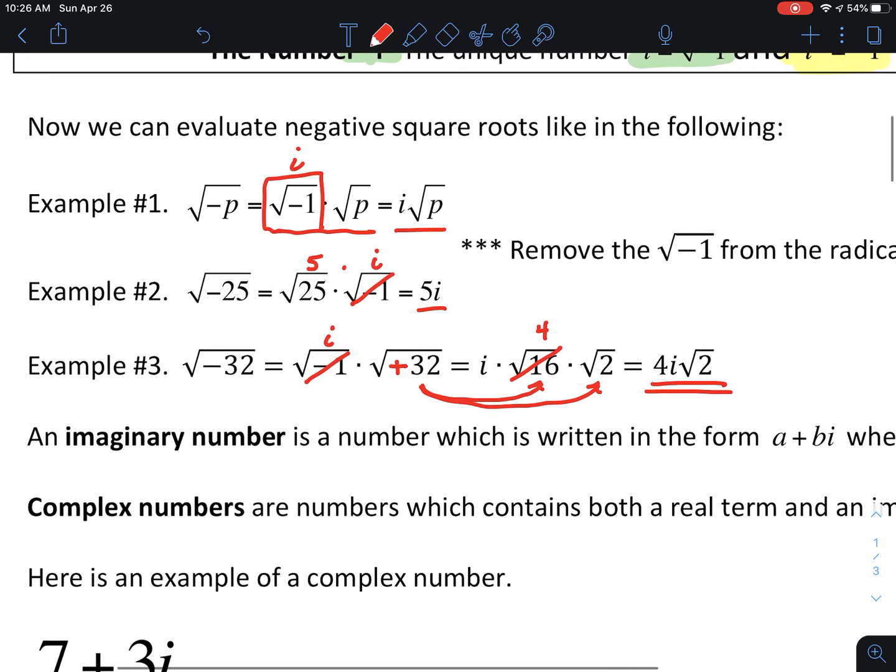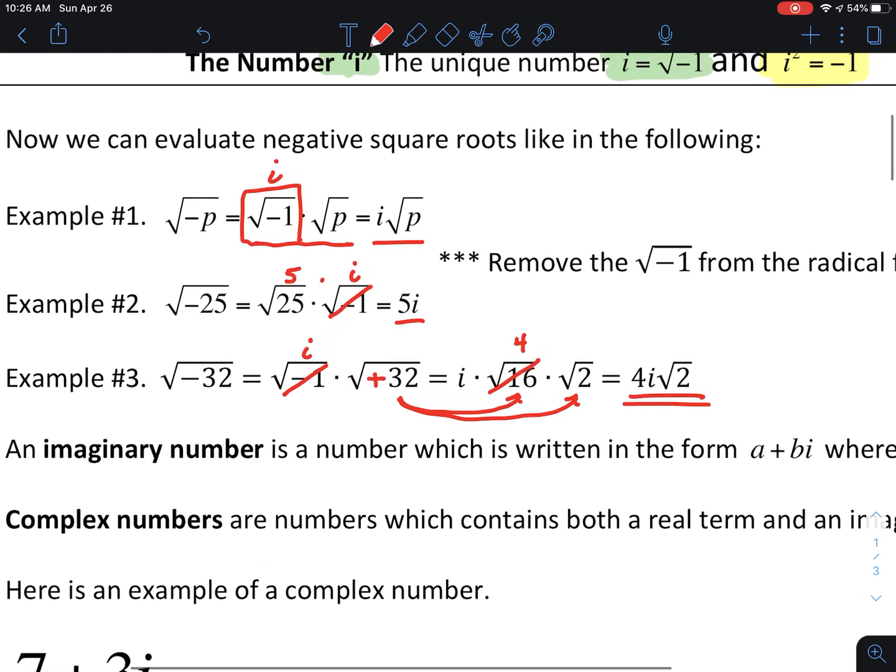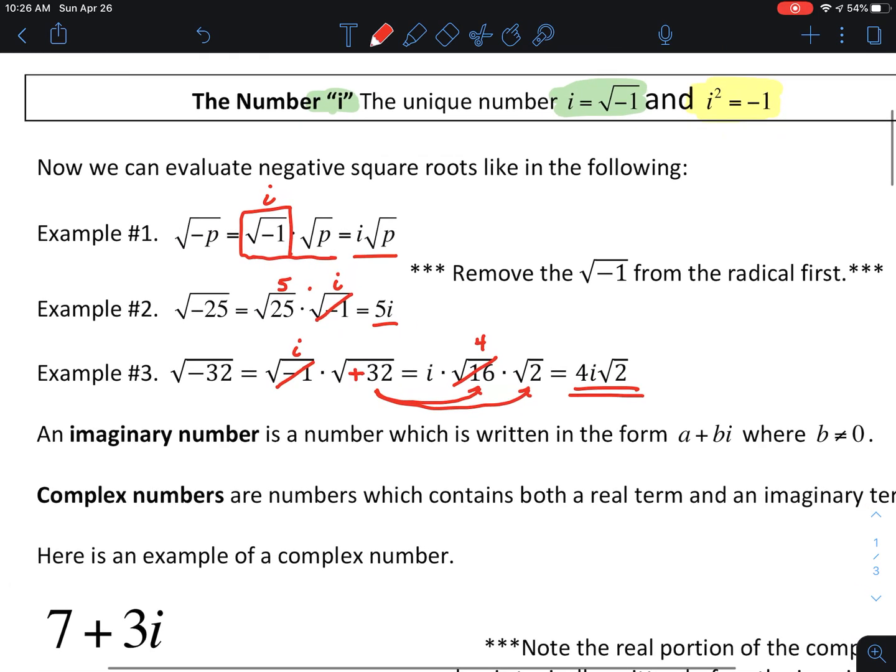Okay, hopefully you've done a little bit of simplifying of radicals before. If you remember that you're looking for the highest perfect square number that's a factor of the radicand, then it helps you out.